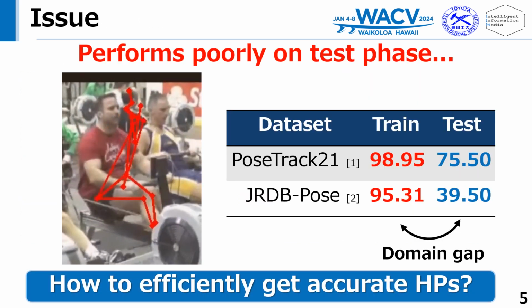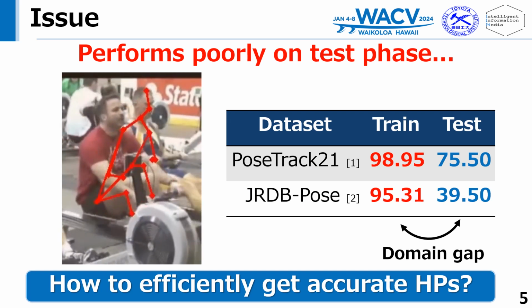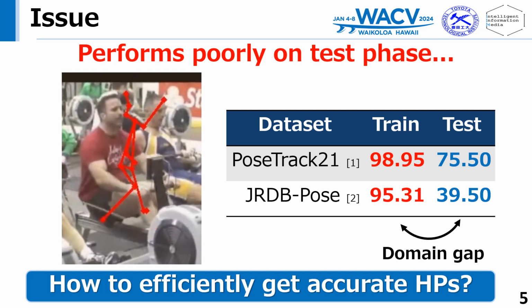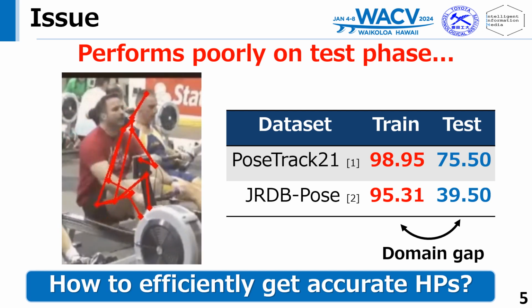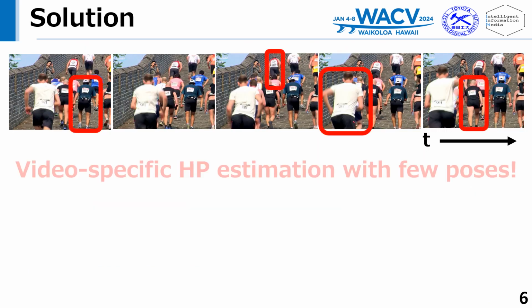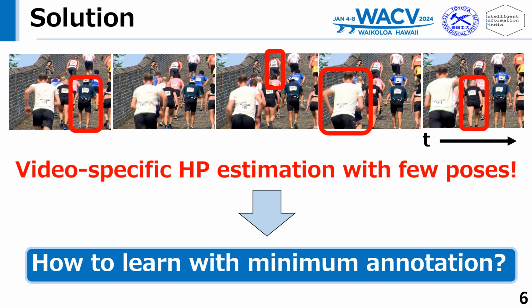However, it often performs poorly at test phase due to a domain gap between the train and the test set. Then, how can we efficiently get accurate human poses in unknown videos? To address this problem, we video-specifically train a human pose estimator with few manually annotated poses. Based on this solution, our research question is, how can we train the human pose estimator with minimum annotation cost?